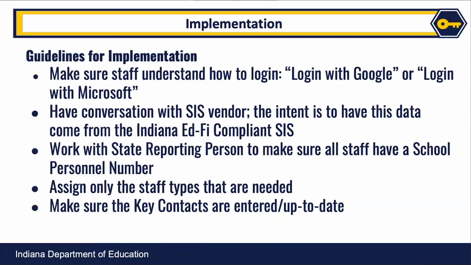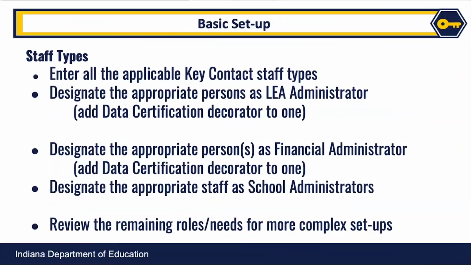And finally, make sure that key contact staff types are entered into the system and kept up to date. Accurate contact information from the schools to the IDOE is vital to the support and implementation of key programs. This slide represents the staff type configurations at a corporation where there aren't very many persons who interact with the IDOE on a regular basis.